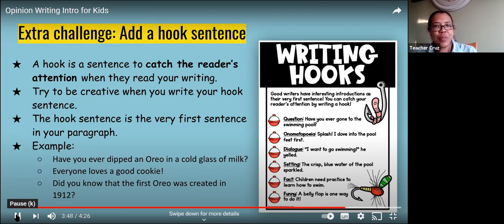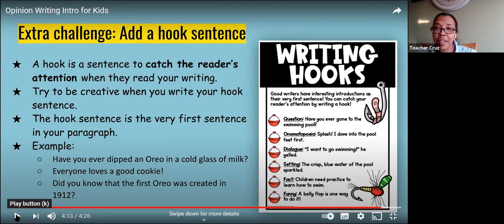Hook sentence. A hook is a sentence to catch the reader's attention when they read your writing. Try to be creative when you write your hook sentence. The hook sentence is the very first sentence in your paragraph. Here are some examples. Have you ever dipped an Oreo in a cold glass of milk? Everyone loves a good cookie. Or, did you know that the first Oreo was created in 1912?